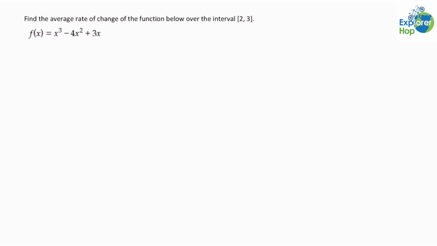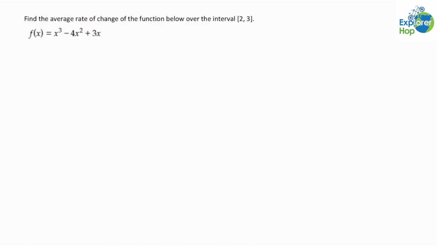For this example, we're told to find the average rate of change of the function below over the interval from 2 to 3. And the function we're given is the function f of x, which is equal to x cubed minus 4x squared plus 3x.